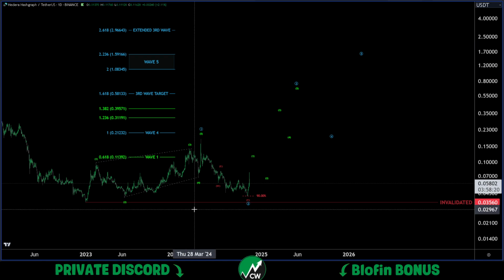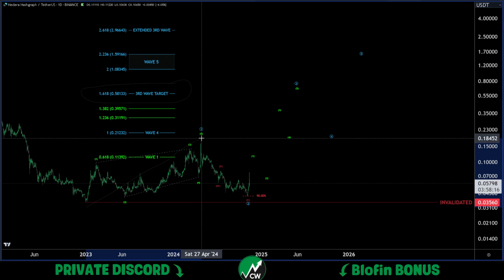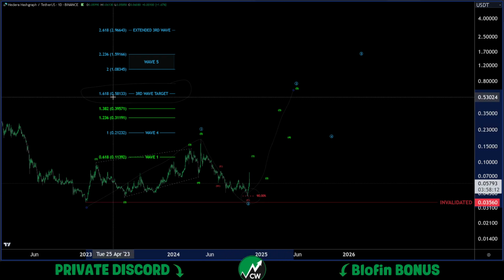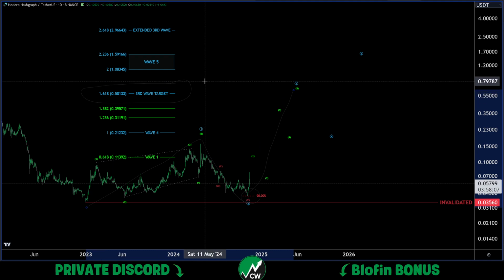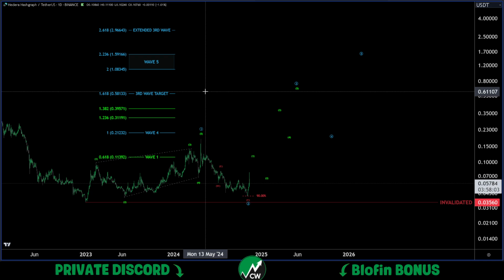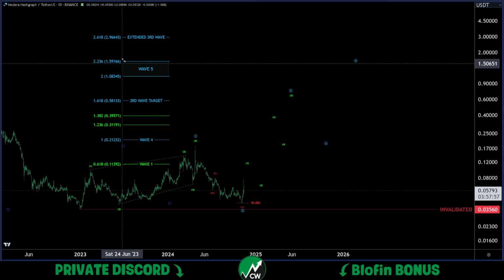So, zoomed out on the daily, our third wave target is the 1.618 extension of wave 1 off of wave 2. That target is currently at 58.133 cents. This is on log scale, which in alt season is my bias for targets. They tend to be hit more often than not on log scale. Our 5th wave would be up at 108 to 159.